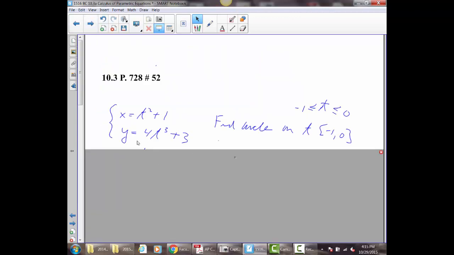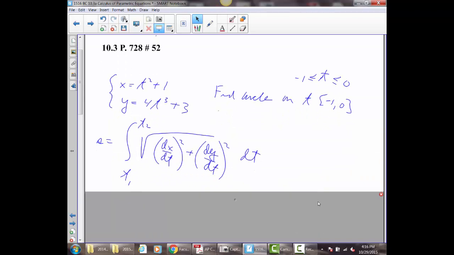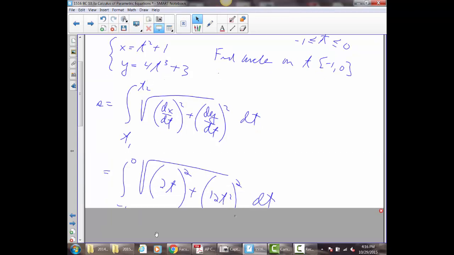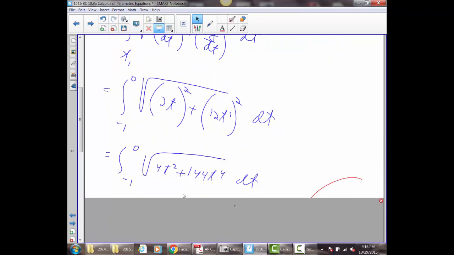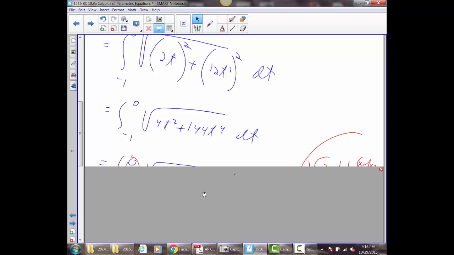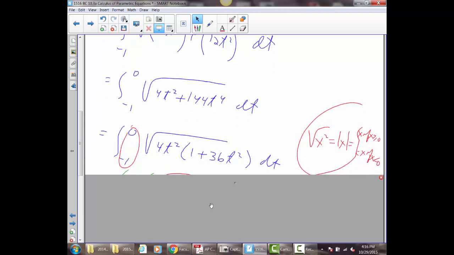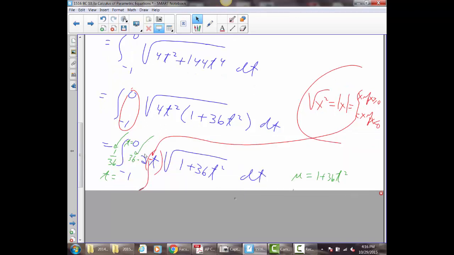Let's say they give you this set of parametric equations and they want the arc length from -1 to 0. So here's our formula. We're going to need dx/dt, which will be 2t. We're going to need dy/dt, which will be 12t squared. You square them both, and you will get the following. Now we look at 4t squared plus 144t to the fourth. We're going to factor out the 4t squared. Then the square root of 4 is 2.